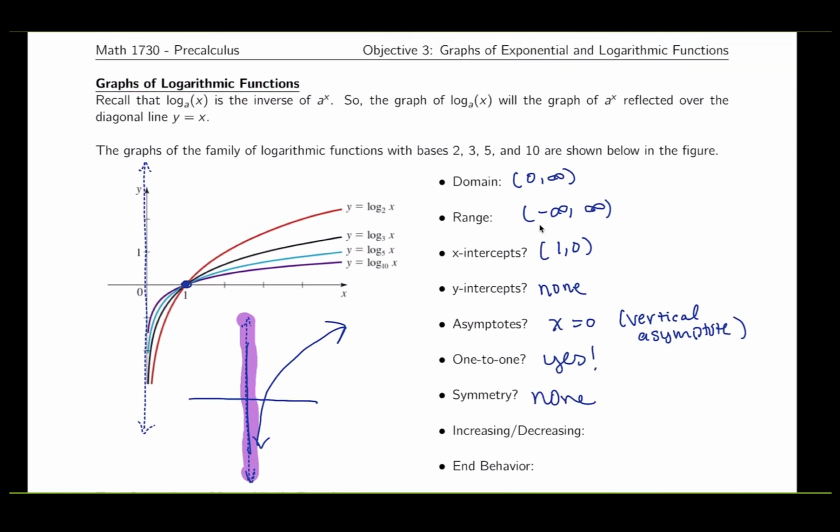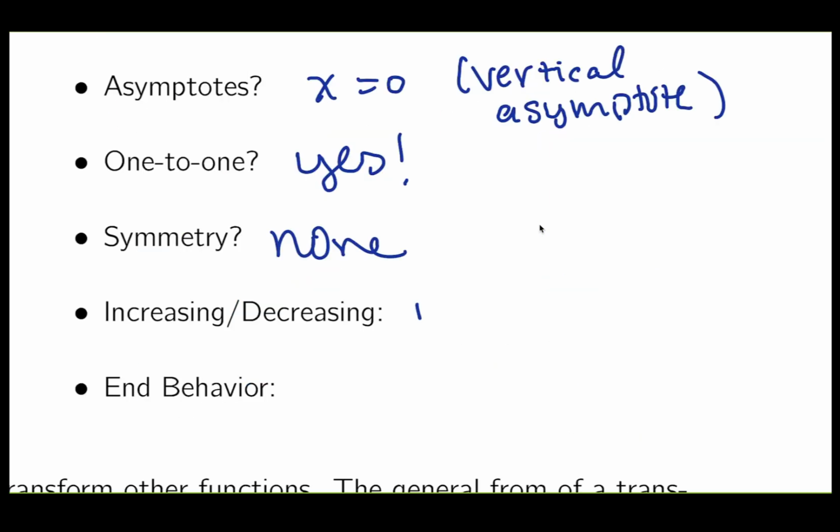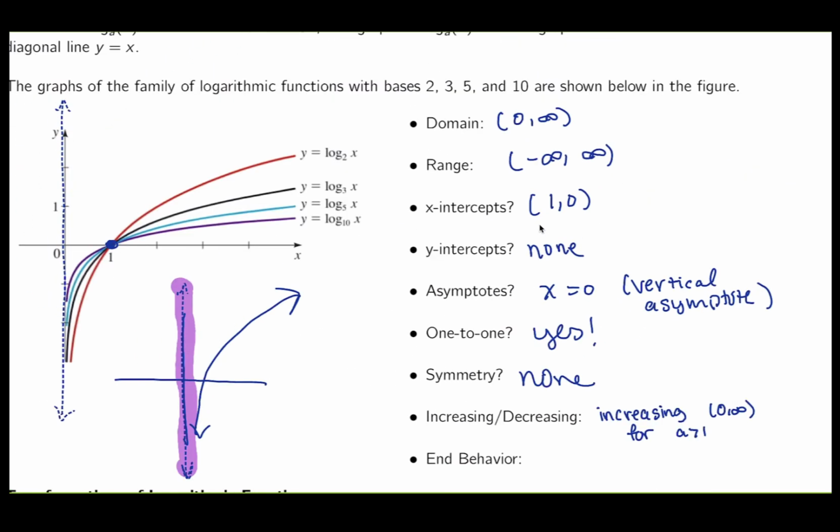There's no symmetry related to logarithmic functions. It's not symmetric over the x-axis or the y-axis. We might get it by reflecting an exponential over a line, but the graph itself doesn't have any inherent symmetry. If we think about whether our function is increasing or decreasing, as long as my base is greater than 1, which is almost always what we're going to think about, my graph is going to be increasing. This is going to be increasing on the interval 0 to infinity for a greater than 1. I say it's increasing on the interval 0 to infinity because those are the x values that correspond to where my graph is increasing, and it turns out to be the entire domain.